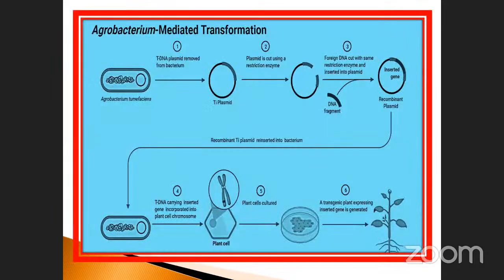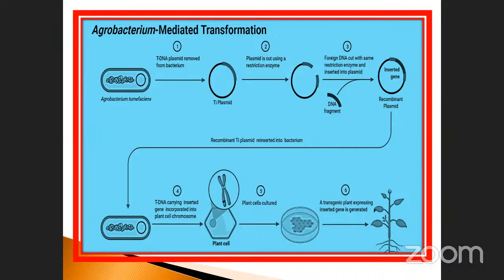See this one: Agrobacterium mediated transformation. This is the bacteria, already on our board. On the inner side of the bacteria, there is an invisible DNA molecule present in it. We cannot see it. It is a prokaryote, isn't it? In addition, there is an extra chromosomal body present in it. This extra chromosomal body is called a plasmid. That plasmid is called the Ti plasmid.